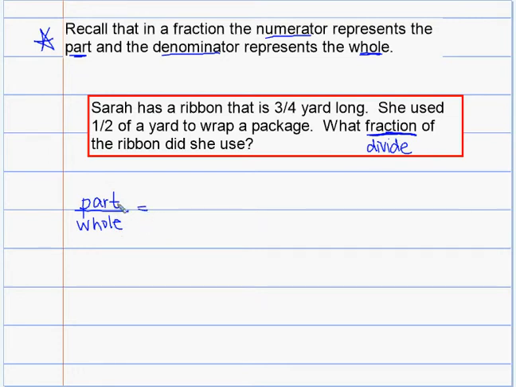Okay? So what is the part? She has a ribbon that is 3/4 of a yard long. Is that the part or is that the whole? Well, you might not know. But she used 1/2 of a yard to wrap a package. Okay, so the part that she used was 1/2 of a yard, and the whole was 3/4. So you're finding what fraction did she use.